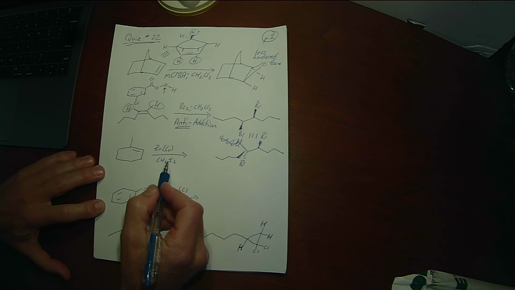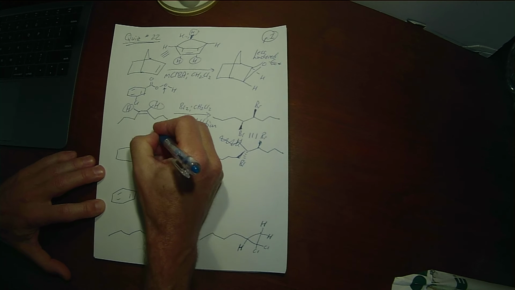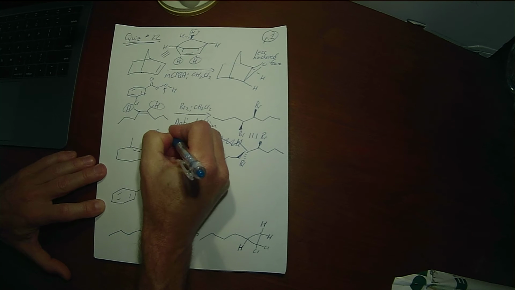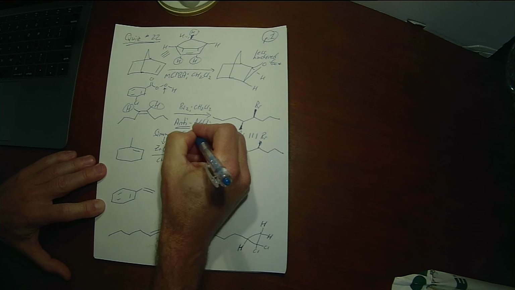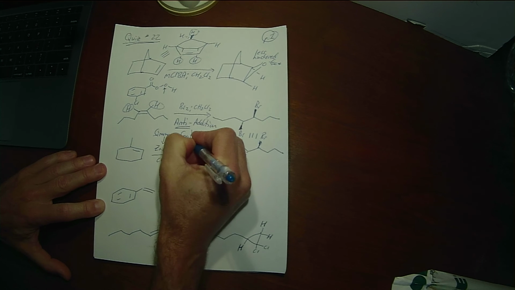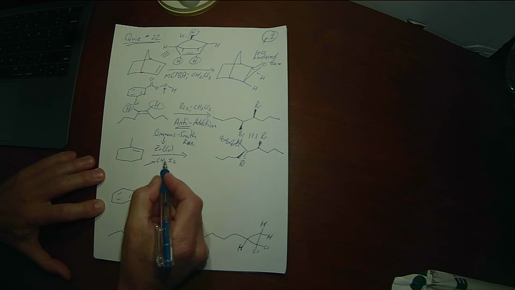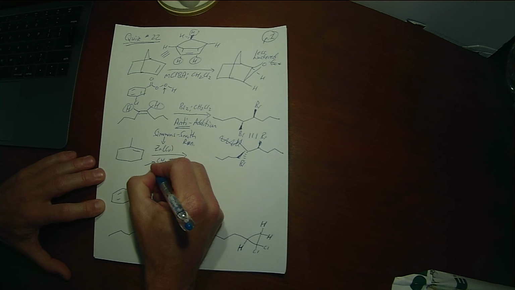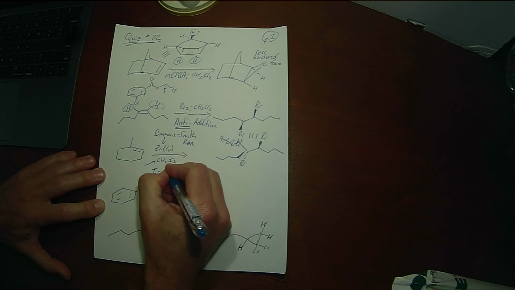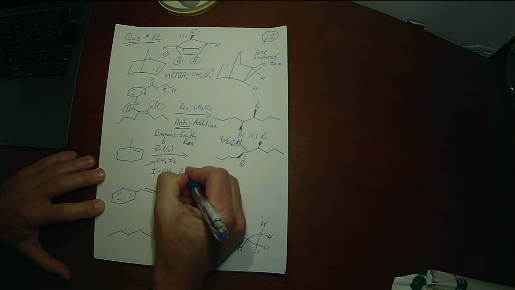Zinc copper couple and diiodomethane. This is the Simmons-Smith reaction. The source of carbon is the CH2I2. The zinc inserts itself into that bond, so you actually have an iodine CH2 and then zinc iodide. That's a carbenoid.